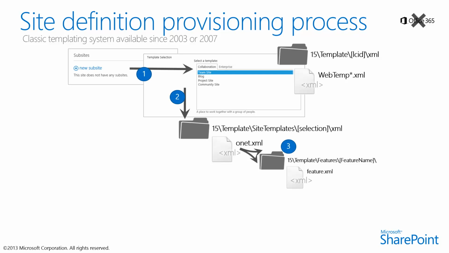So the SharePoint provisioning engine will start reading the ONET.xml. It will first provision the site collection scope features.